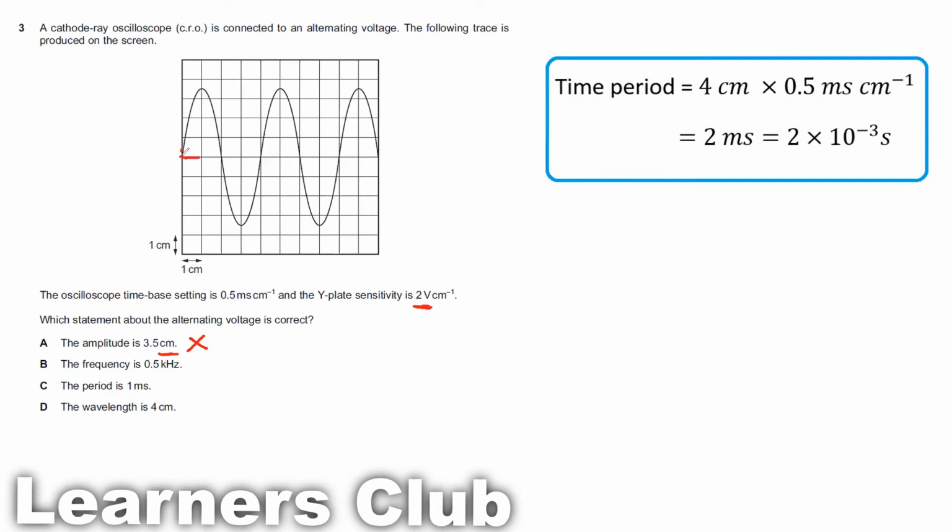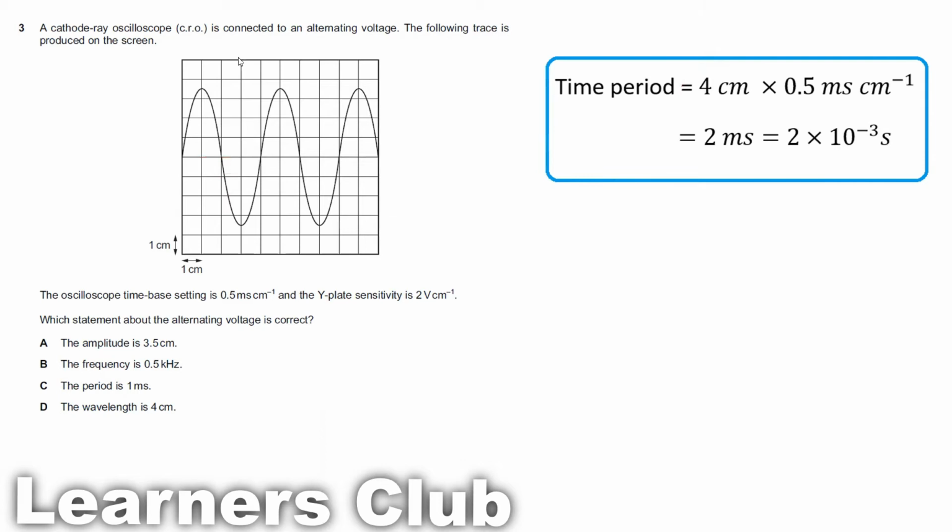So this is one wave. So one wave takes 4 centimeter into time base. The time base is 0.5 millisecond per centimeter. That means 1 centimeter corresponds to 0.5 millisecond. So 4 centimeter will correspond to 4 into 0.5, which is 2 milliseconds. So it is 2 into 10 to the power minus 3 seconds, which is the time period.